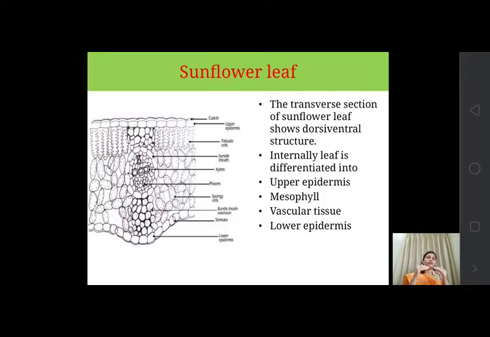Then when you go to the inner, that is lower side of the leaf, it shows a lower epidermis. So it has four distinct parts: upper epidermis, lower epidermis, and in between these two epidermis there is the presence of vascular tissue and the mesophyll tissue. This is the overall structure of the dicotyledonous sunflower leaf. Let's have a look in detail, one by one: the upper epidermis, then mesophyll, then lower epidermis, and vascular tissue.